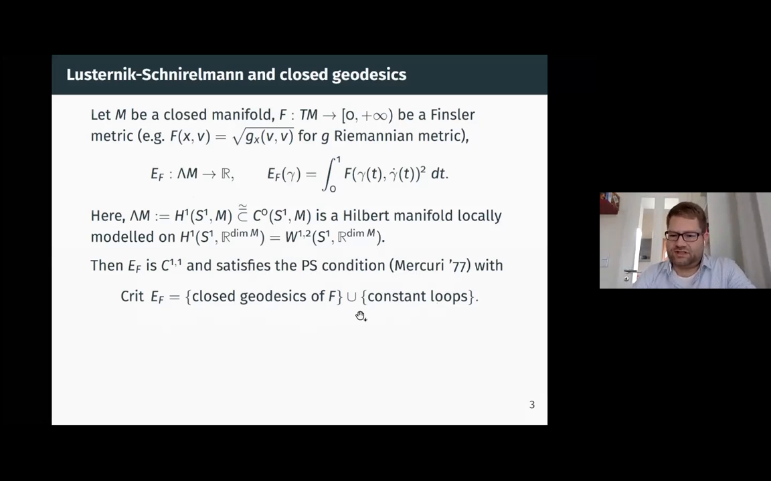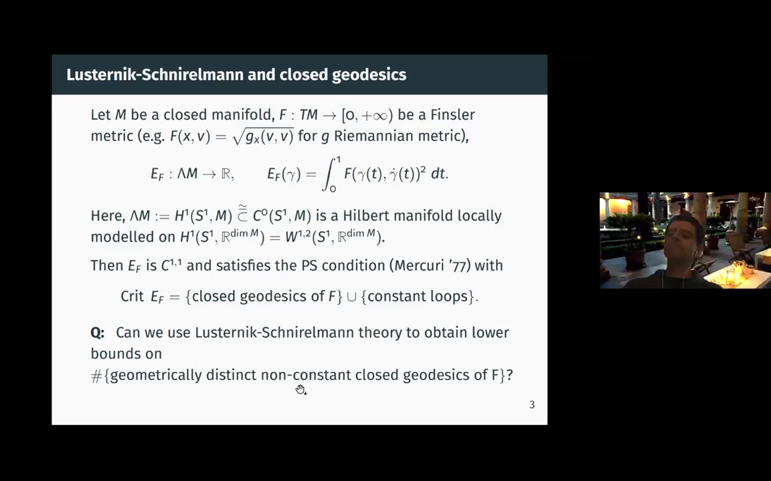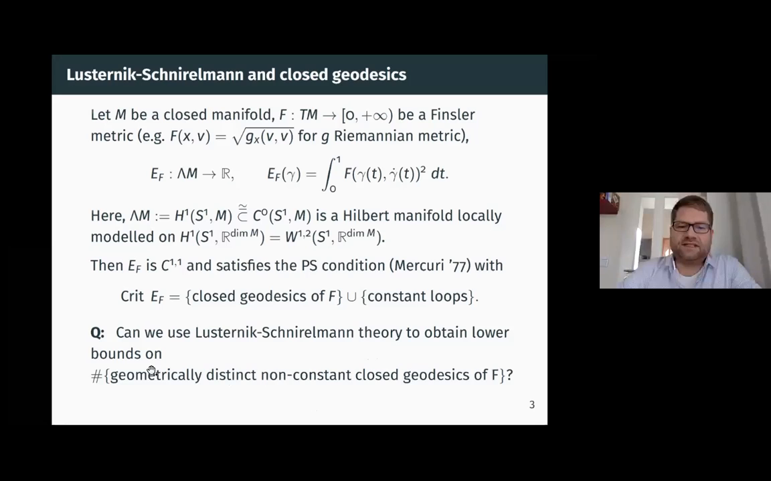And the question is now, if we have this, can we use the Lusternik-Schnirelmann approach to obtain lower bounds on the number of closed geodesics of F? And I've put quite some adjectives here in front of these closed geodesics. First of all, we want non-constant closed geodesics. I mean, constant loops are not interesting, so this is not what we want to study. And geometrically distinct, I've written here.